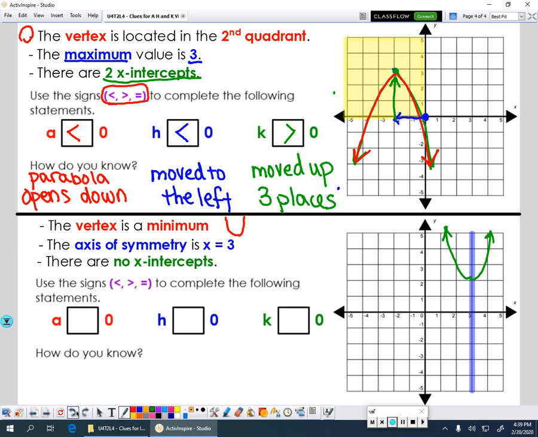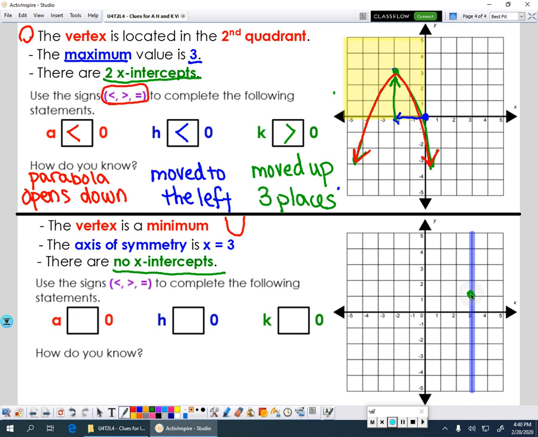So we're going to look at our last clue. And my last clue says there are no x-intercepts. So now I got to put all this information together. My vertex has to be on this blue line. I know my vertex is a minimum, and I know I can't have any x-intercepts. So that leaves me a bunch of different possibilities.